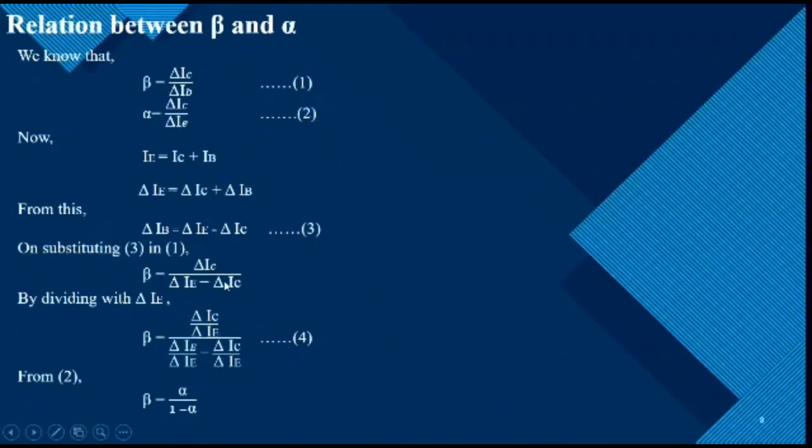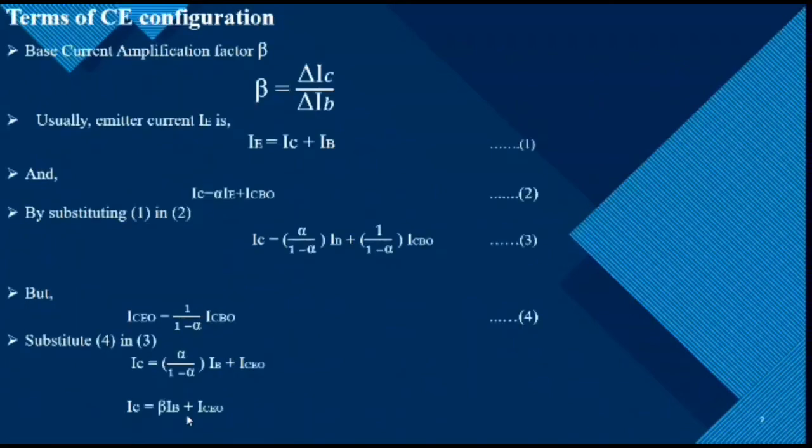Now divide this whole beta equation with delta IE. So we can get equation 4. Now from this we can write that delta IC by delta IE is equal to alpha, so this becomes alpha divided by 1 minus delta IC by delta IE, that is alpha divided by 1 minus alpha. So finally we can write beta is equal to alpha divided by 1 minus alpha. This is why I have written here in the collector current equation, alpha by 1 minus alpha is equal to beta, into IB plus ICEO.